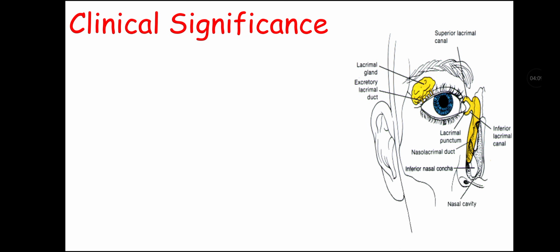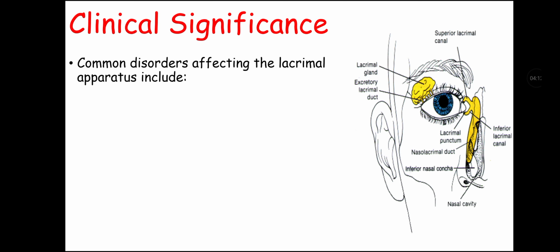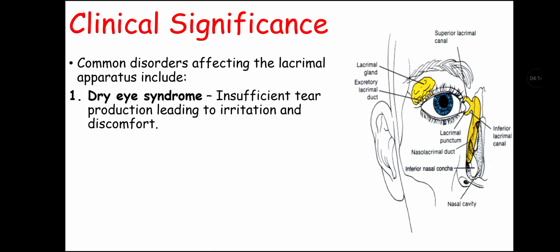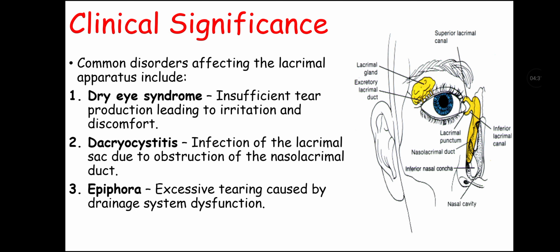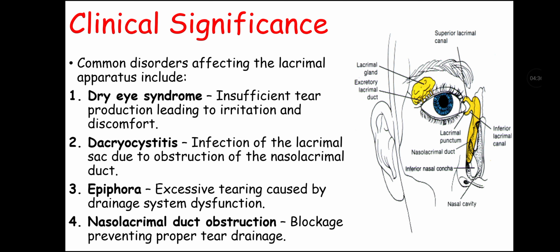Now let's talk about clinical significance of lacrimal apparatus. Common disorders that affect the lacrimal apparatus include dry eye syndrome, that is insufficient tear production leading to irritation and discomfort. Second clinical significance is dacryocystitis, that is infection of lacrimal sac due to obstruction of nasolacrimal duct. Next is epiphora, that is excessive tear overflow that is caused by drainage system dysfunction. Next is nasolacrimal duct obstruction, that is blockage of nasolacrimal duct that prevents proper tear drainage.